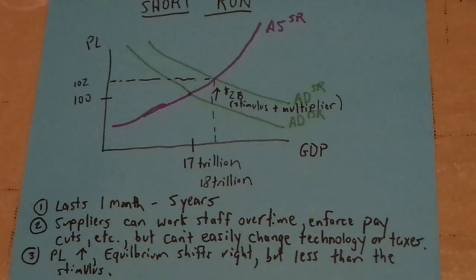It's just that as we can get the price level down a little later in the process, the stimulus will be much greater. So suppliers at this point can work staff overtime, they can enforce pay cuts, but they can't easily change technology or taxes. The price level goes up, equilibrium shifts right, and this last statement is false. The last little phrase I have in there isn't quite true. The equilibrium shifts right. It could shift further right, but it does shift by a bigger amount than the stimulus. It shifted by 1 trillion, and the stimulus is only 2 billion.